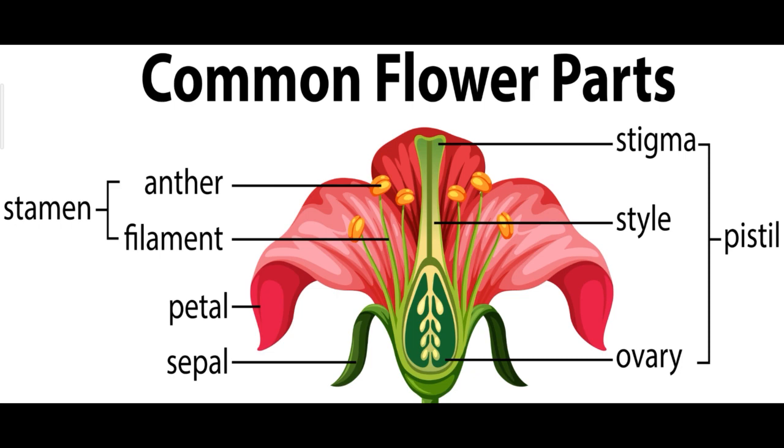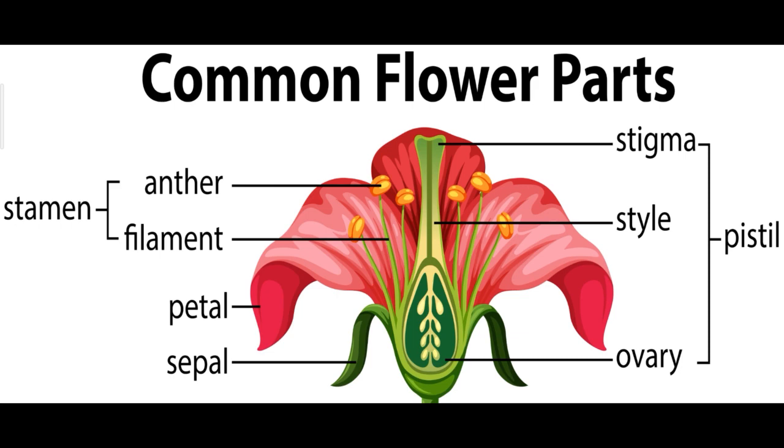First part we can take petal. Imagine this flower without this petal. Is it beautiful? No. Petal makes the flower beautiful. The second part is the sepal. Sepal is the green color part which is protecting the flower.